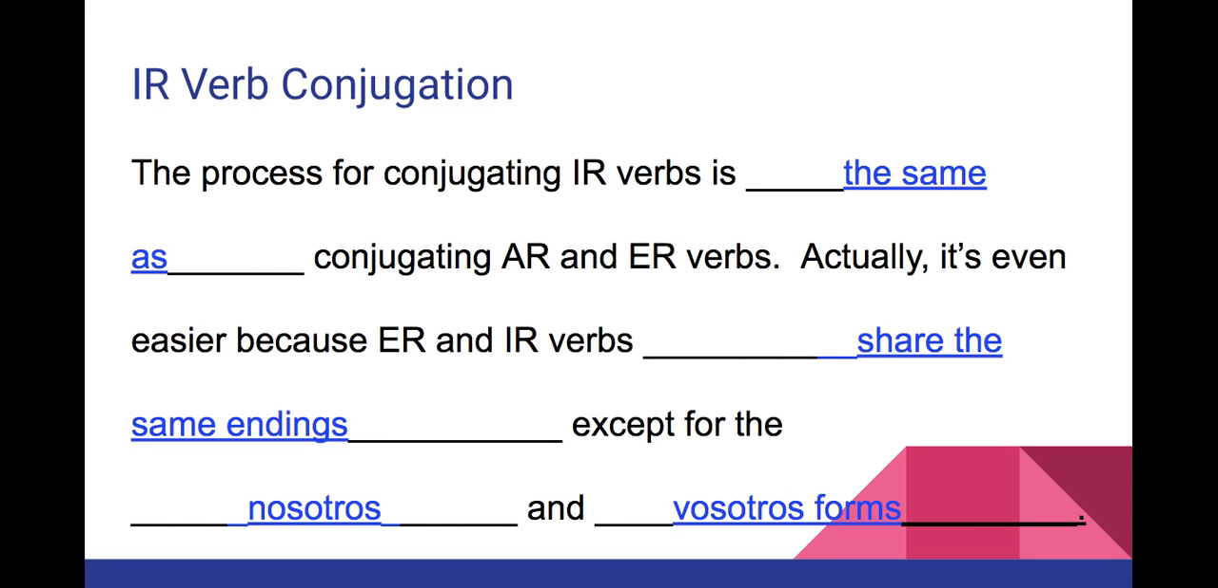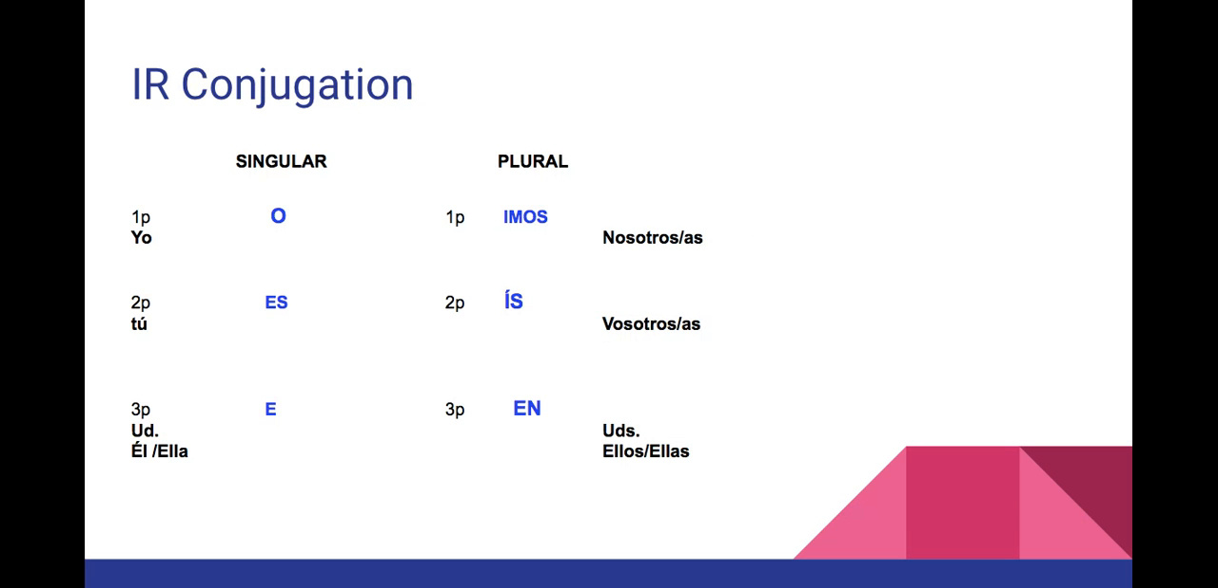Moving on to IR conjugation. The process for conjugating IR verbs is the same as conjugating AR and ER verbs. Actually, it's even easier because ER and IR verbs share the same endings except for the nosotros and vosotros forms. So notice the same as ER verbs. O, es, e, and en are the same. The only different ones are imos and ís. So the nosotros and the vosotros forms.